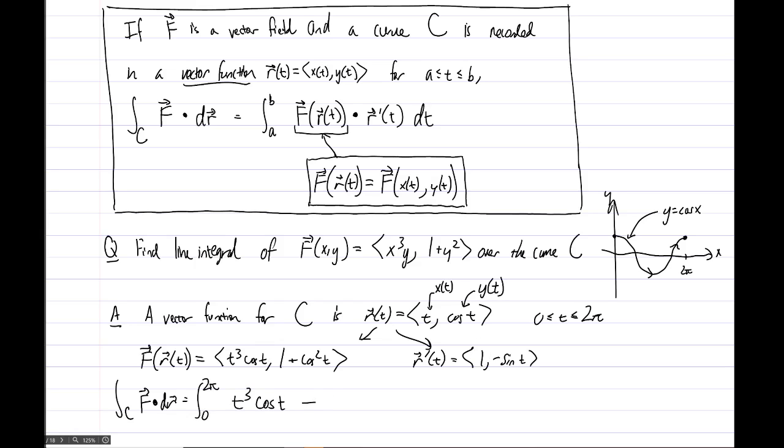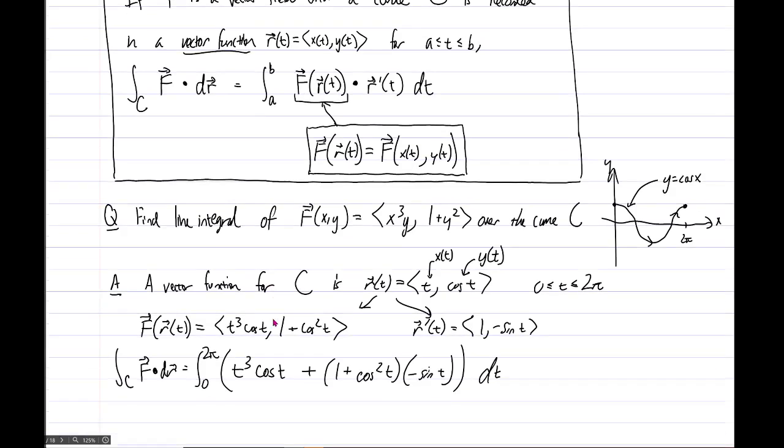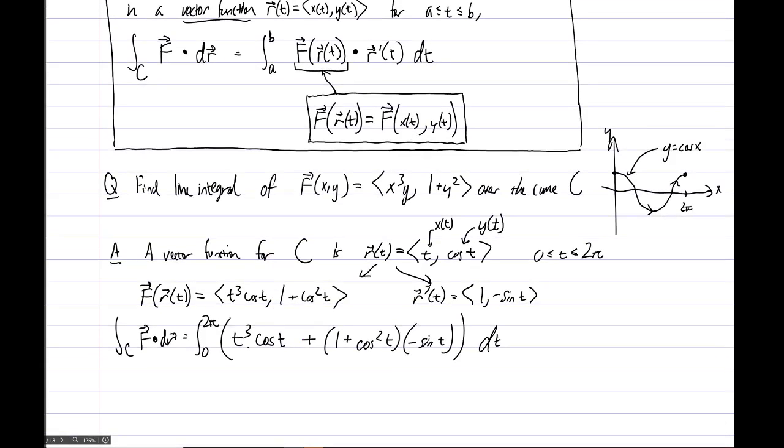And then plus we have this times that. So let's just be a little lazy about it: 1 plus cosine squared t in parentheses times negative sine of t. Technically this should all be in parentheses, but I'm not really bothered about that. And then dt. Okay, so you can split this up, at the sum, to create two separate integrals.